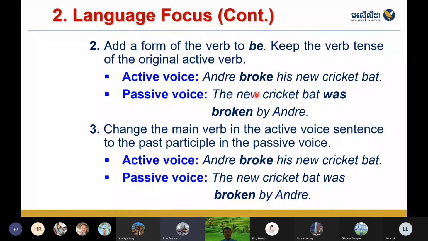Continue. 2. Add a form of the verb to be. Keep the verb tense of the original action verbs. Active voice: Andrea broke his new cricket bat. Passive voice: The new cricket bat was broken by Andrea. 3. Change the main verbs in the active voice sentence to the past participle in the passive voice. Active voice: Andrea broke his new cricket bat. Passive voice: The new cricket bat was broken by Andrea.